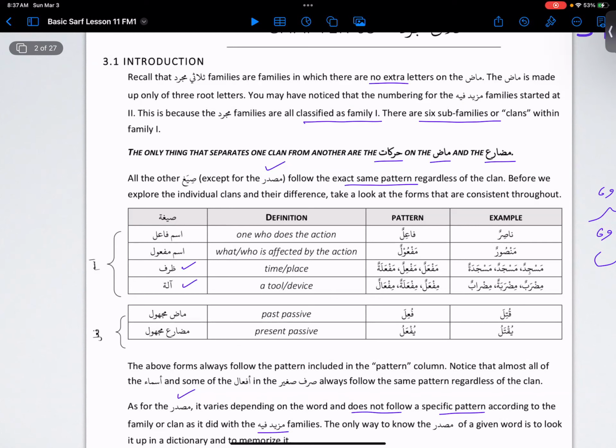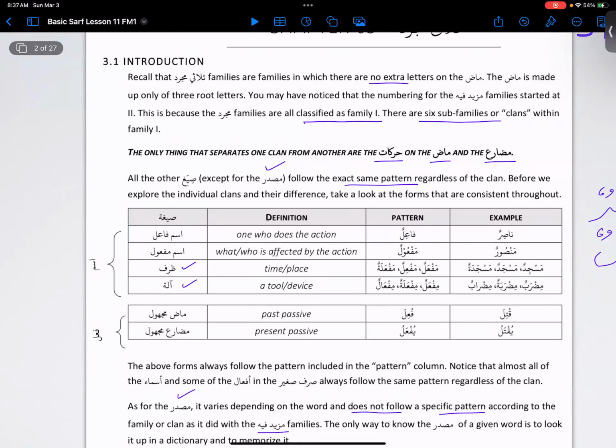But this is not the case in family 1, right? There is no set pattern for mastar. That's why sometimes we need to go to the dictionary to find out what the mastar of this family is. And even if we know the Madi of some of these Thalasi Mujarrad, to check what could be the Mudari, we need to go to the dictionary. Either we need to increase our vocabulary or we are going to consult the dictionary, inshallah.